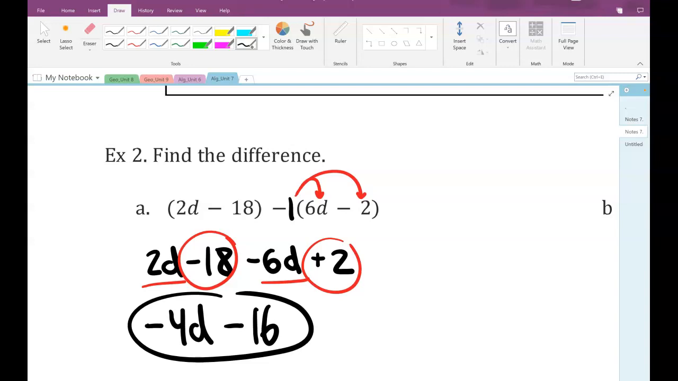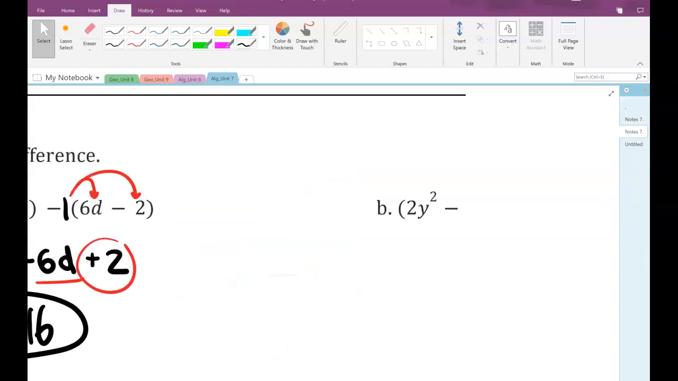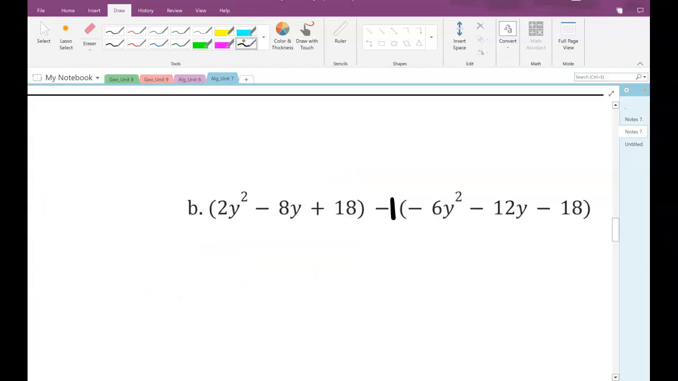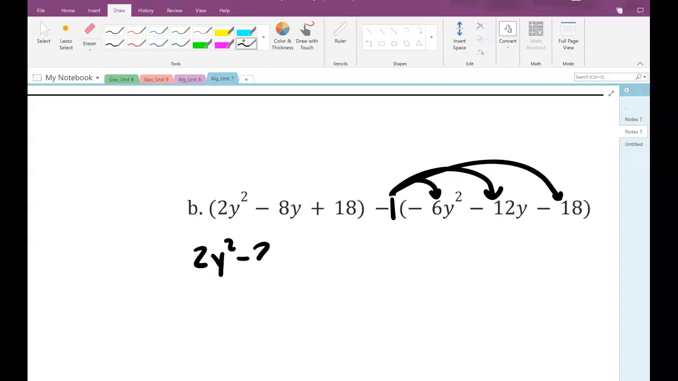Example B, we're going to start out the same way. Distribute the negative that's in front of that first parentheses. Also just think of it as you're changing the sign of each term as you go. So writing out my first polynomial, nothing changes. So this is plus 6y squared plus 12y plus 18.